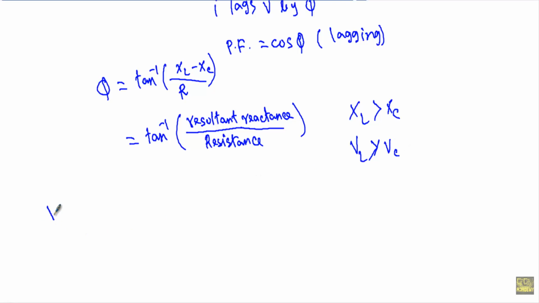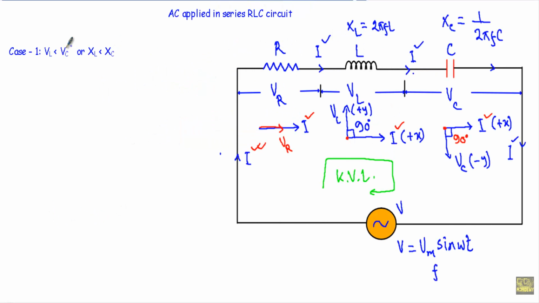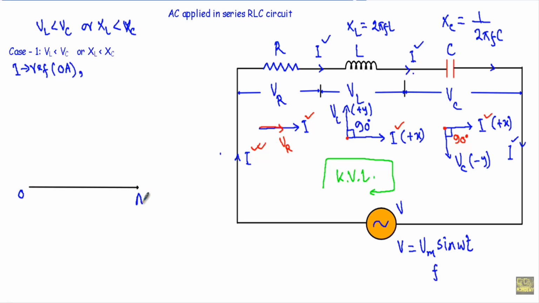Now I will show you the condition VL is less than VC. Now consider the second case when our VL will be less than VC, or XL will be less than XC. That means inductive reactance will be less than capacitive reactance, or inductor voltage will be less than the voltage across the capacitor. As in the circuit, current I will be same all over the circuit, so I will take current I as reference and I will denote that with OA. So let's say this OA is our reference phasor I.